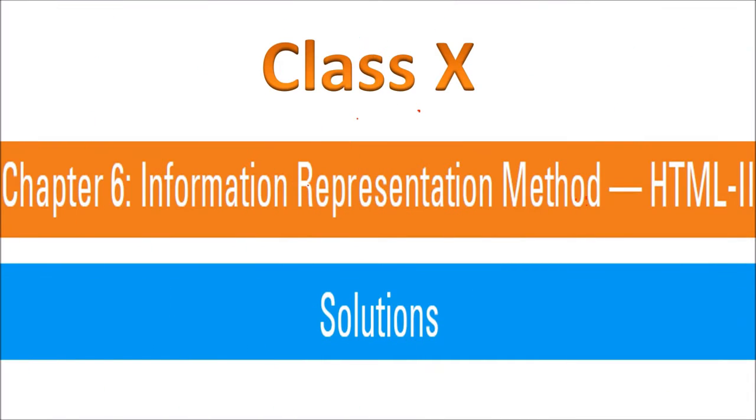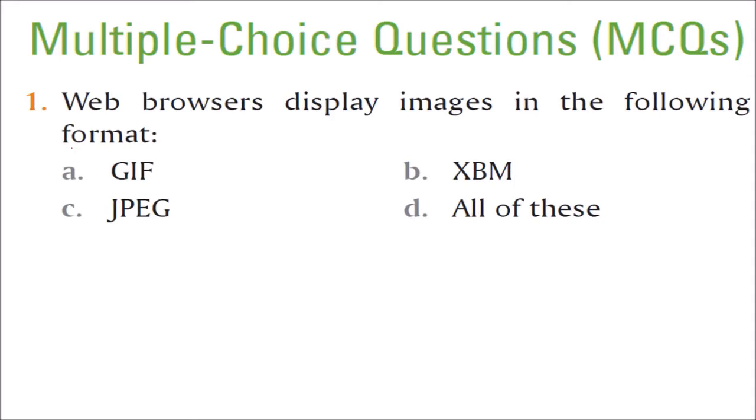We are looking at class 10, chapter number 6, Information Representation Method, HTML2 Solutions. Multiple choice questions on HTML, some advanced HTML stuff we are going to see. First is multiple choice questions, web browser display images in the following format. So GIF, JPEG, PNG, XBM, all these web browser can show. So the answer would be all of these, D.